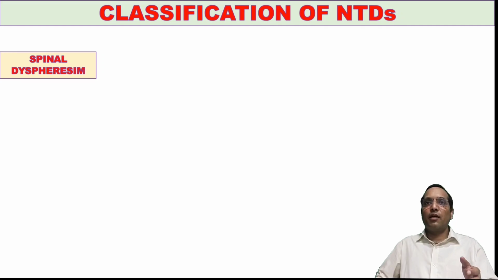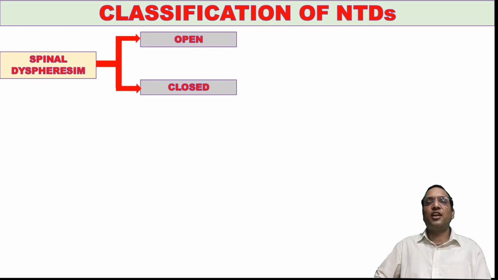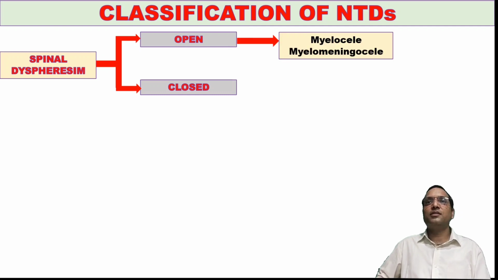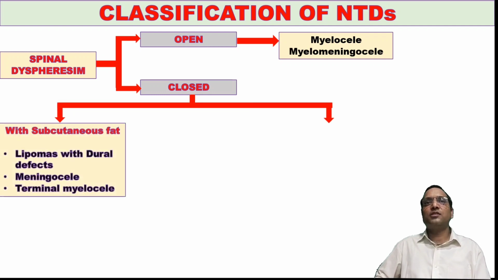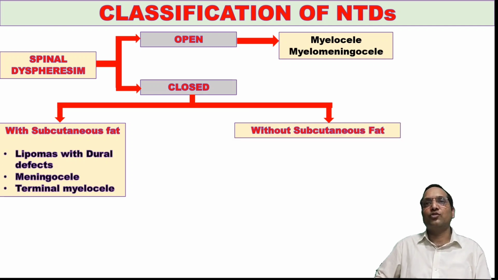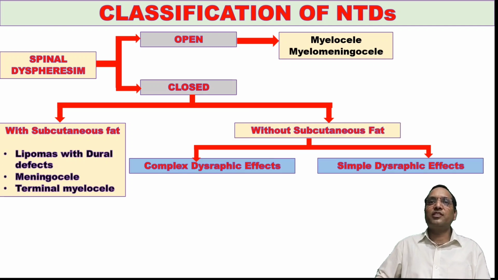The neural tube defect or spinal dysraphism is classified on the basis of open or closed. In open there are myelocele or myelomeningocele, and in closed, those associated with subcutaneous fat are lipomas with a dural defect, meningoceles and terminal myeloceles. Without subcutaneous fat there may be complex dysraphic defect or simple dysraphic defect.